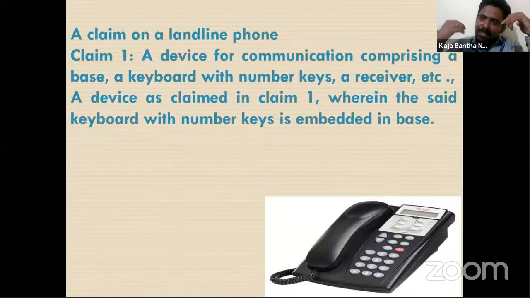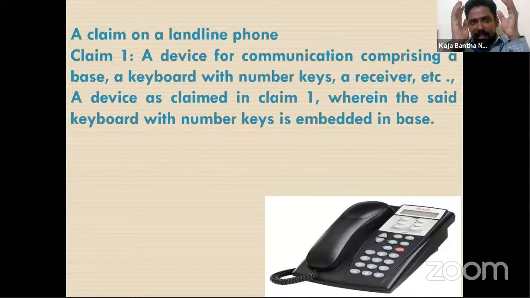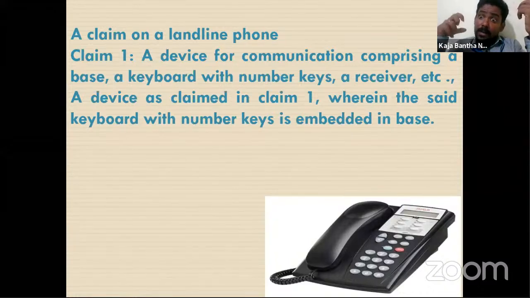Some subclaims are there, claim 1, claim 2. The key numbers are embedded in the base plate. Note it: a base, a keyboard with key numbers, a receiver. My objective is communication. It is a device. Previously, you were told the cooker is an apparatus, a cooking apparatus, but here it is a device.